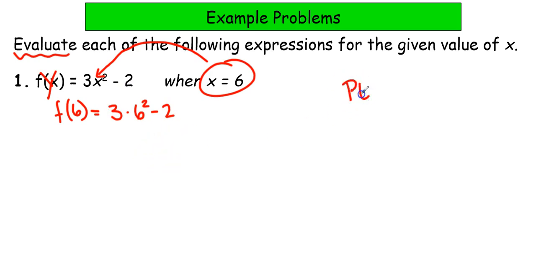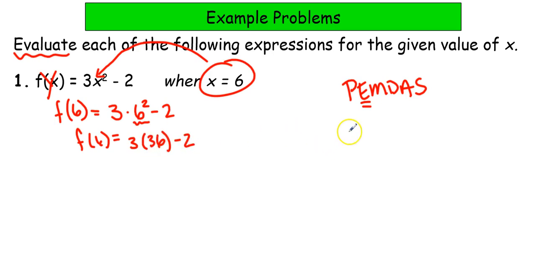If you remember, it's PEMDAS. Okay, so I'm going to look for parentheses first. I don't see any. I'm going to move on to exponents, and I definitely see an exponent. So we want to go ahead and take care of that. So f of 6 is going to be equal to 3 times, I know 6 times 6 is 36, minus 2. Moving on, do we have any multiplication? Yeah, we do. That multiplication's right there.